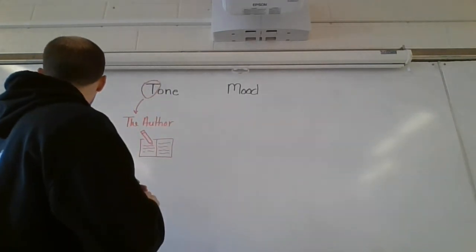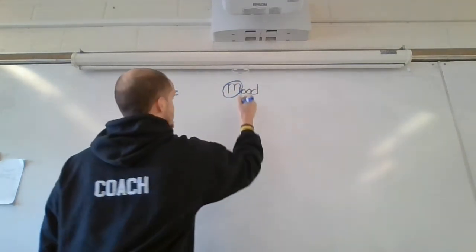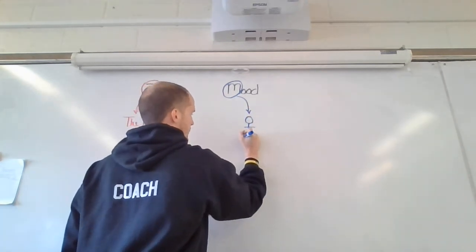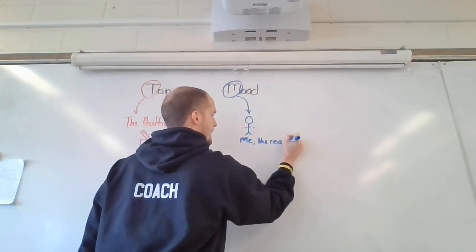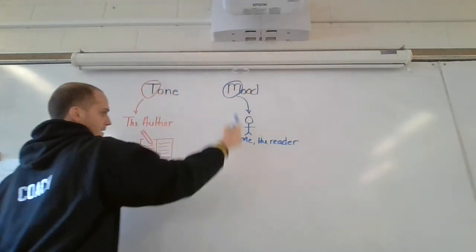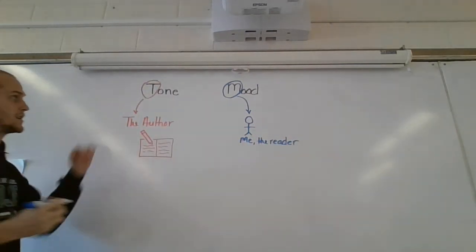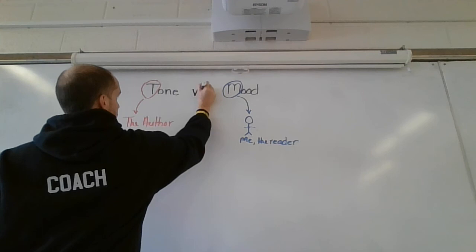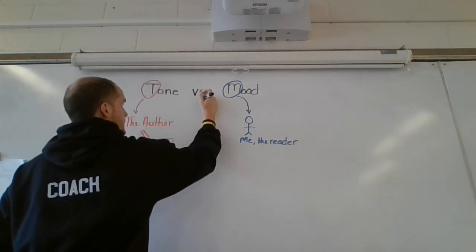Mood starts with the M, or is me. The reader. All right. So tone, T, the author, mood, M, me. And this is the reader's feeling. So tone deals with the author, mood deals with the reader. So tone versus mood.